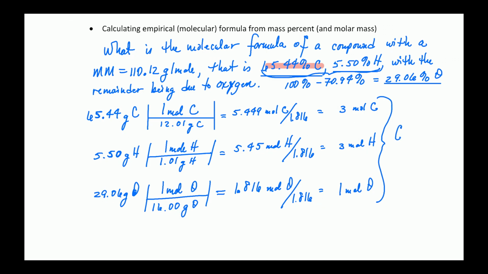So C3H3O1. I'm going to write the 1 for sport right now just because I need you to look at that. So this is the simplest whole number ratio.